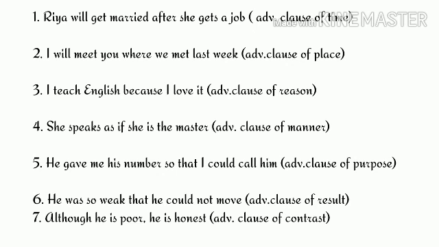Ria will get married after she gets a job. Here, Ria will get married is the main clause, and after she gets a job is a subordinate clause starting with the subordinate conjunction after. Here, after she gets a job is modifying the verb married. And we know that an adverb clause modifies a verb, an adjective, or an adverb. So, after she gets a job is an adverb clause, and it is telling about the time when she will get married. So after she gets a job is an adverb clause of time.